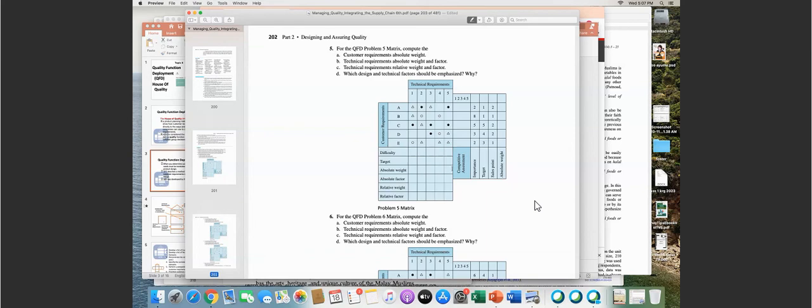I want to know, okay, for the absolute weight of customer requirement, what do you multiply? How do you come up with that figure? Same here, absolute weight for technical requirement 1. How do you come up with that figure? I want to see. Okay. You can do it by hand or using Excel or Word. But please convert to PDF if you send to classroom, because it's much easier for me to check. Okay. Question 5 as homework. Okay.